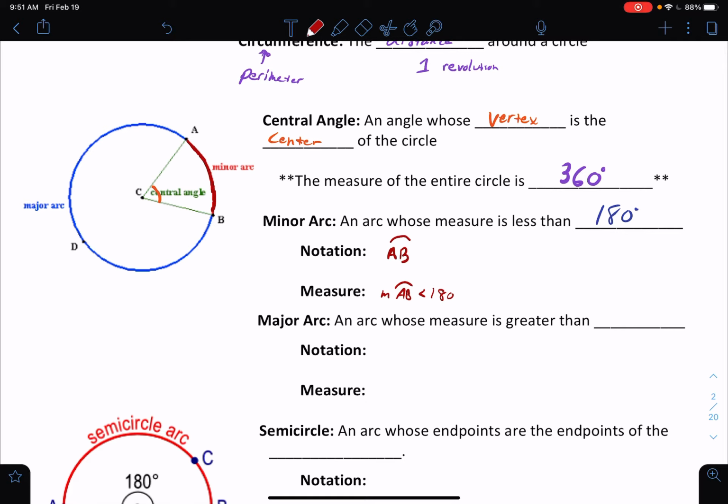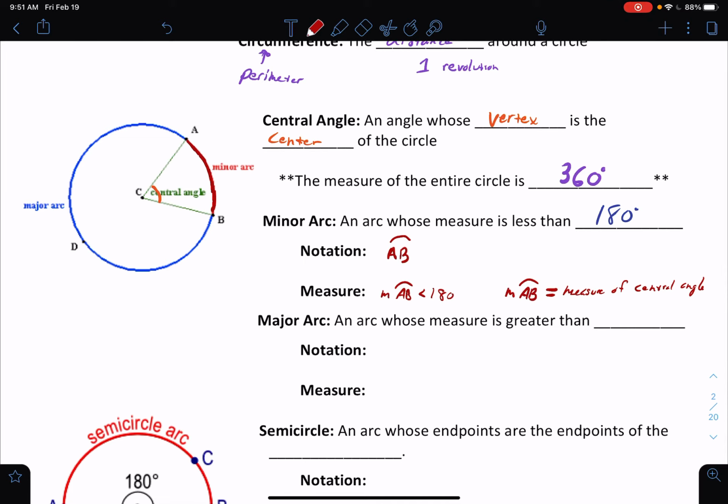A key fact here is that the measure of a minor arc equals the measure of the central angle. So if angle ACB is 60 degrees, the measure of that arc is going to be 60 degrees. The measure of the arc equals the measure of the central angle.